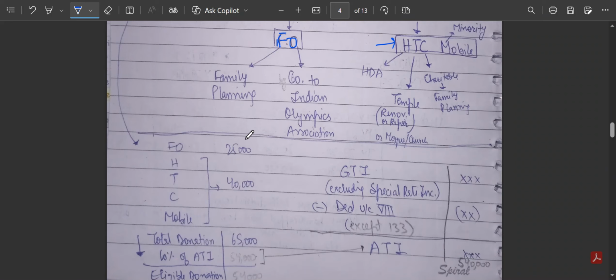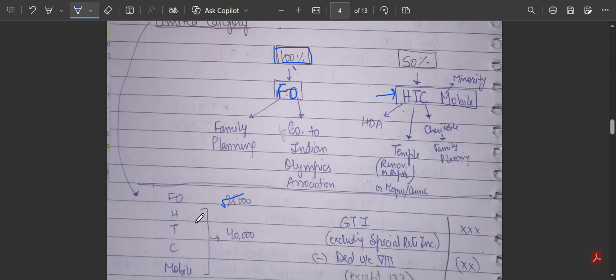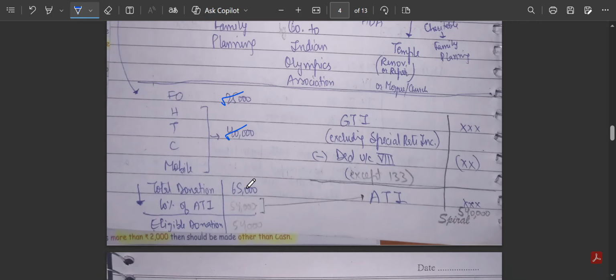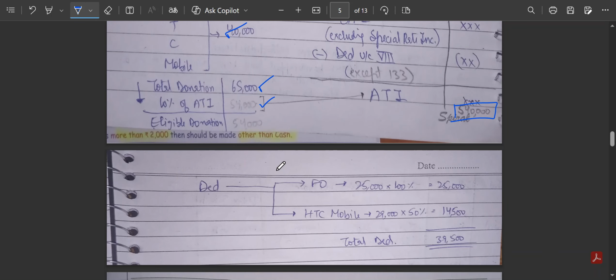Say a person donated rupees 25,000 in the 100% limited category, the FO category, and in the 50% limited category he donated rupees 40,000. So the total donations will be rupees 65,000. Then we calculate his adjusted total income. Assuming the adjusted total income comes to rupees 5,40,000, 10% of it will be rupees 54,000. So his eligible donation would be the lower of the two, 65,000 or 54,000. The lower one is 54,000, so 54,000 will become his eligible donation. That's the maximum amount he'll get deduction for.